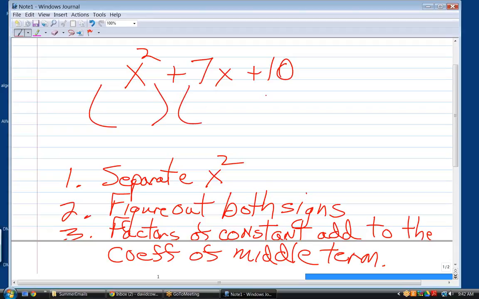Do these 3 steps and factor this. So it's x plus? Let's do the first step. That's step 1. Now let's figure out what both signs are. Not just one at a time, but both signs. What must both signs have to be? Plus. Okay. And finally, the third step.